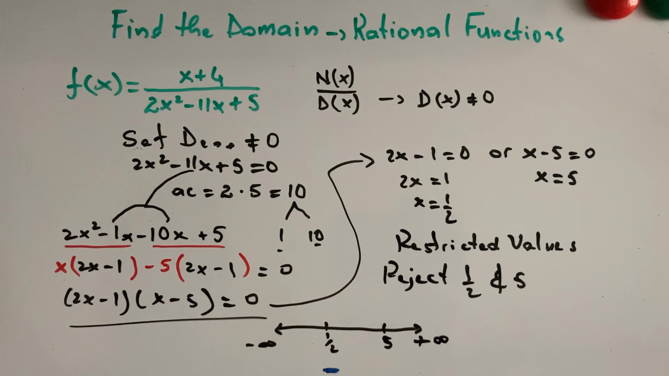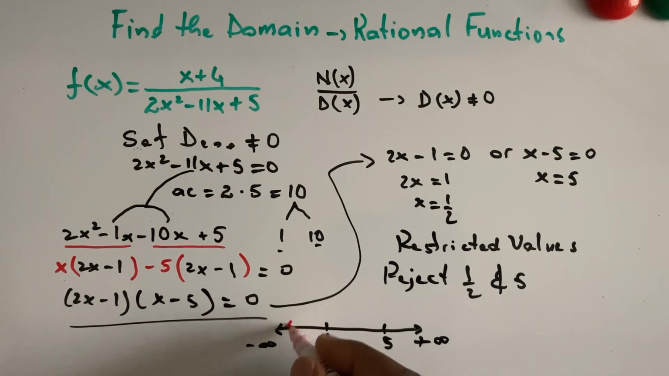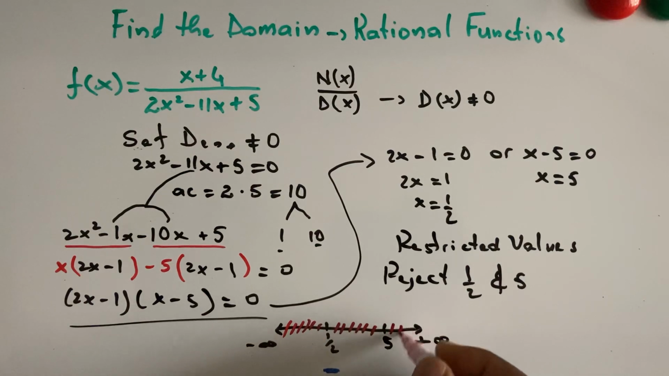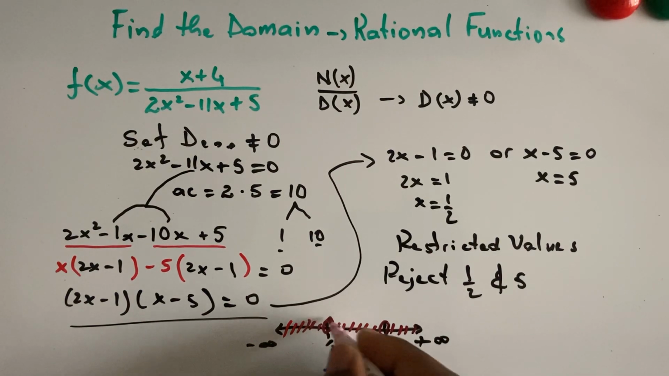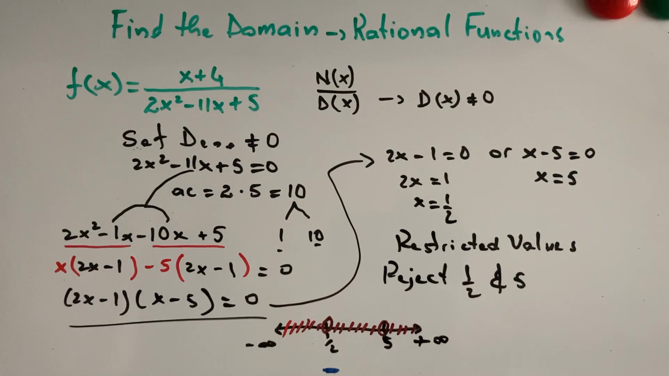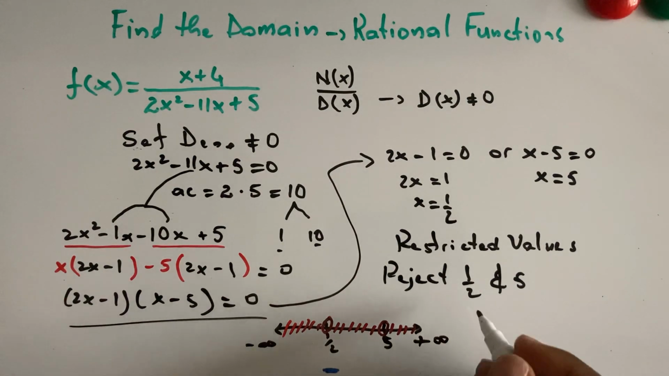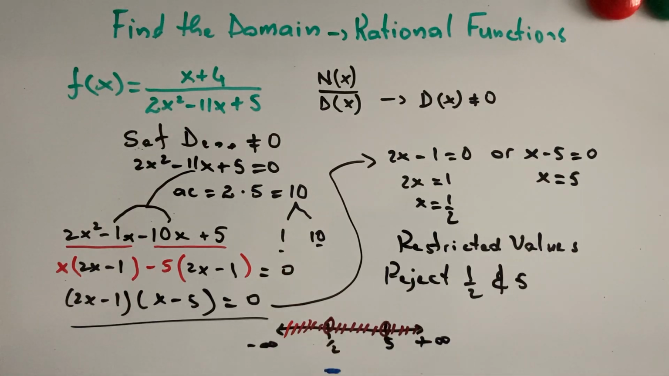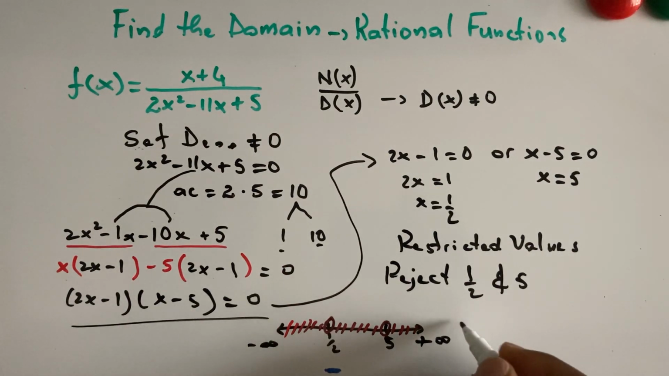Meaning that you would accept values here, values here, values here, but you just reject those two values, right? Therefore, the domain in this case, the domain in interval notation, would be, let me see where I can put it. Okay, I can put it right here.